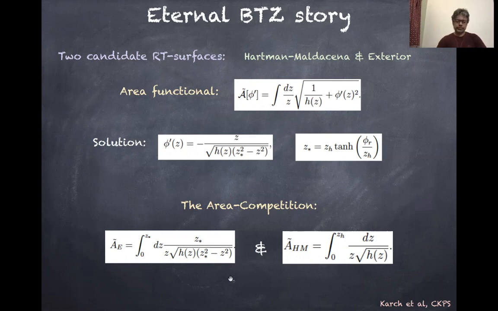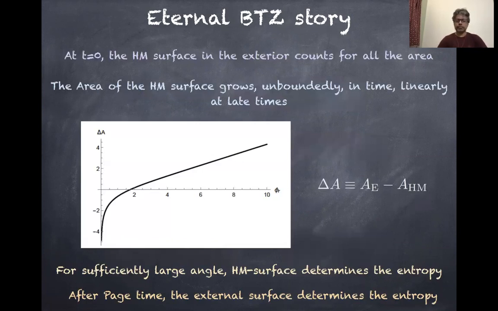So you have basically these two expressions eventually. This area functional and this area functional, and you have to compute them and compare. Now, if you do that, what you find is that it's easiest to compute and compare at t equal to zero, where the Hartman-Maldacena surface basically has no piece in the interior, and you can just compute the exterior part of it, which is easy to compute, and compare it with the other RT surface area, for example. And what happens is something like this. So as phi_r increases, this delta A is the difference between the exterior RT surface and the Hartman-Maldacena surface. And remember, we are supposed to choose the minimum of the two. So you see that if phi_r is small, then the Hartman-Maldacena surface is bigger than the exterior one, right?